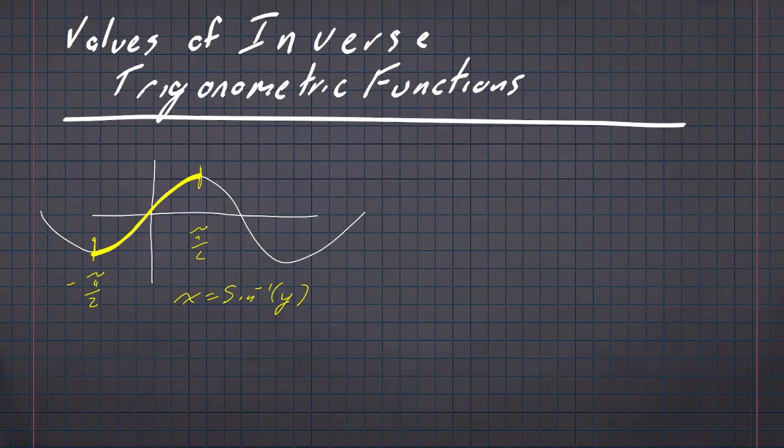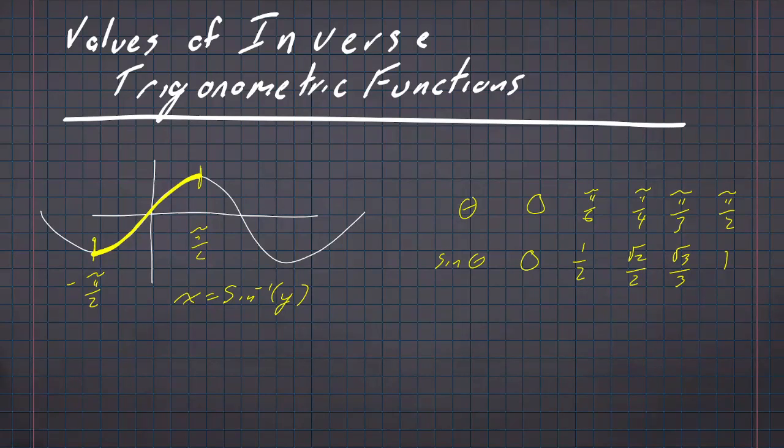Coupling that with the values of trig functions at special angles, for theta equals 0, pi over 6, pi over 4, pi over 3, and pi over 2, we know that sine is 0, 1/2, the square root of 2 over 2, the square root of 3 over 2, and the square root of 4 over 2, which is 1. And then that same pattern repeats for the negative angles.